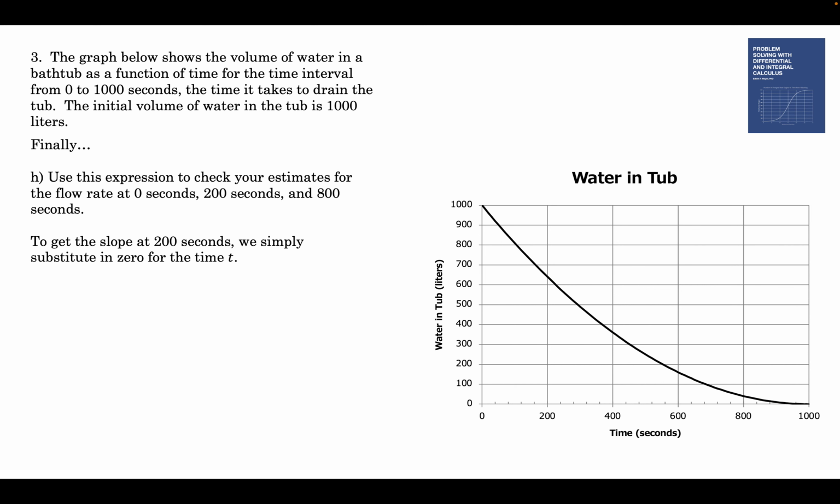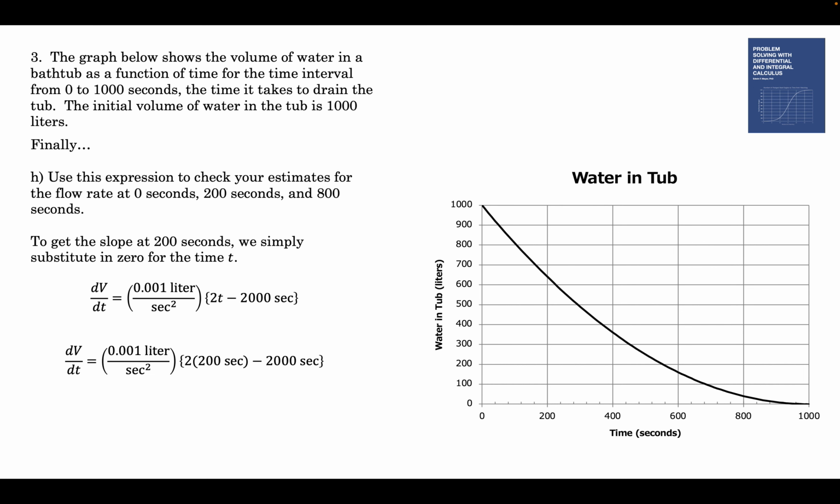Now let's do it at 200 seconds. It's the same equation. That's the beauty of the derivative. We don't have to draw a tangent line everywhere we want the slope, we just have one equation. We just plug in 200 seconds here. 2 times 200 is 400. 400 minus 2,000 is minus 1,600. So minus 1,600 times 1,000th is 1.6 liters per second, and it's negative, the drain rate. And that's what we got at 200 seconds. The slope at 200 seconds is minus 1.6 liters per second.